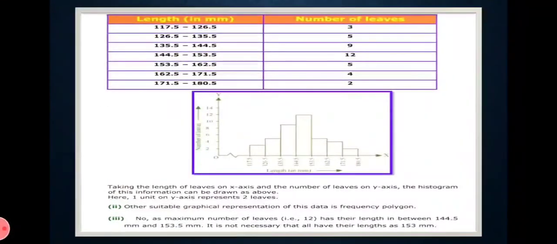Now after writing this, you have to construct the graph: on the x-axis you take the class intervals, and on the y-axis you take the number of leaves, that is your frequency. And when you are making the bars, as it is a histogram, you don't have to leave space between the bars. Bars should touch one another. No space should be there between respective bars. So for the first class interval, the number of leaves is 3.